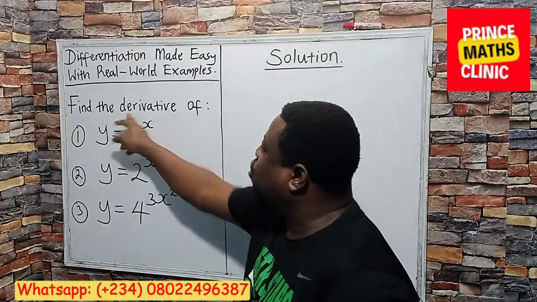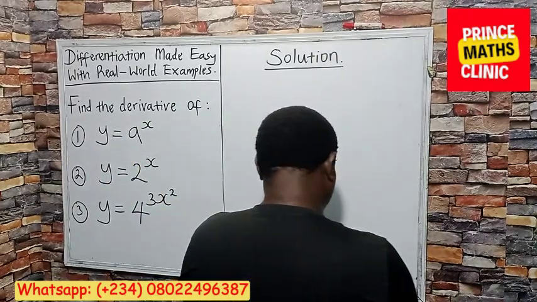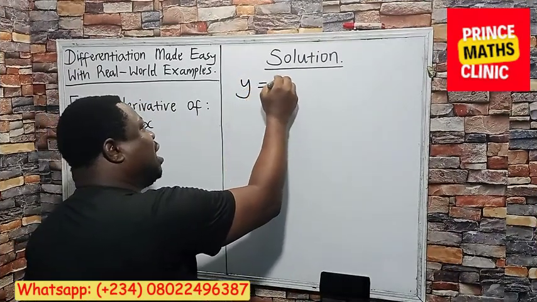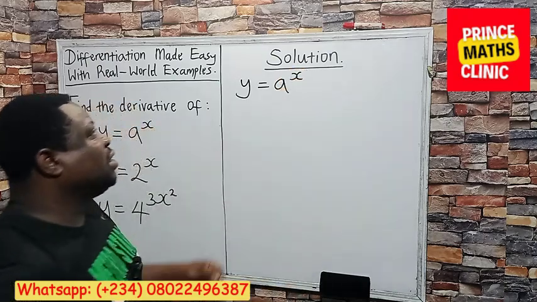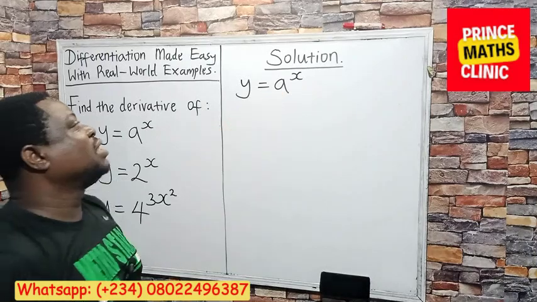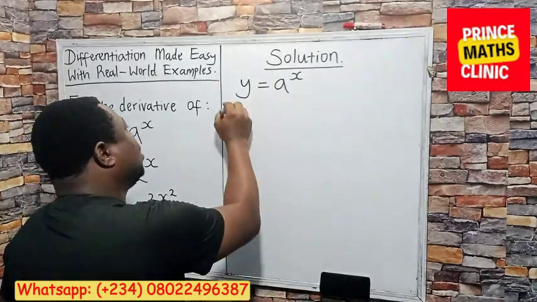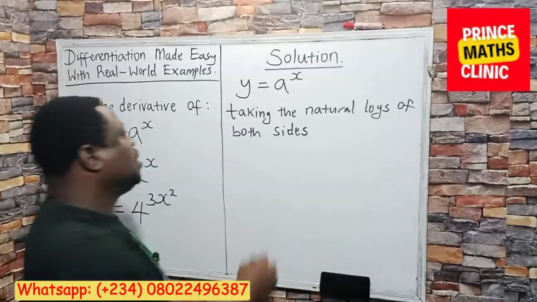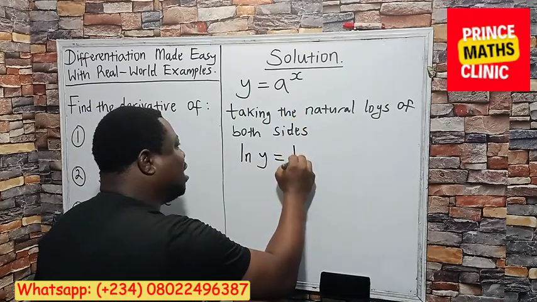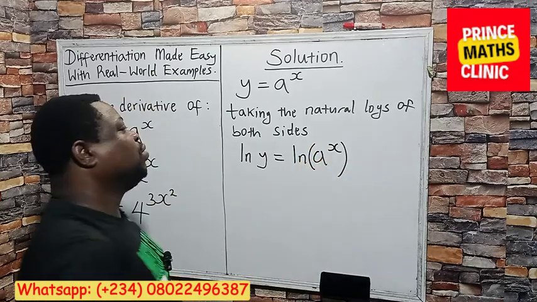To find the derivative means to differentiate. So y equals a to the power of x. So let's go. You are going to state your question, a to the power of x. When you confront a question like this, take note that this a is usually a constant. Then what you need to do is to take the natural log of both sides. The natural log means ln, so ln y equals ln a to the power of x.